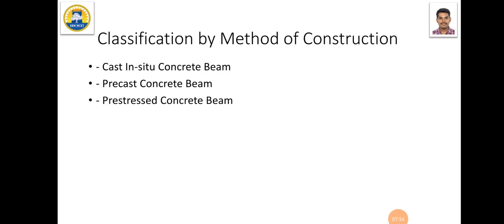Classifications by method of construction. So cast in situ, precast concrete beam, pre-stressed concrete beam. So cast in situ is nothing but the beams cast on the site. As you know, the majority of the beams are cast in situ. And precast concrete beam is the latest technology. What it does is, you prepare the concrete beam in your factory, apart from the site, and you transport it to the site and fabricate it. So this is a precast concrete beam.